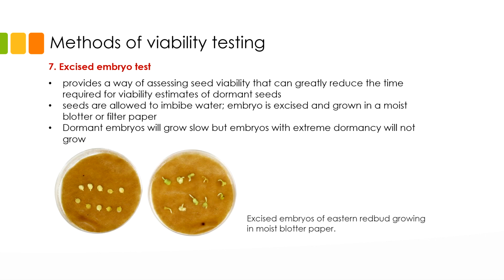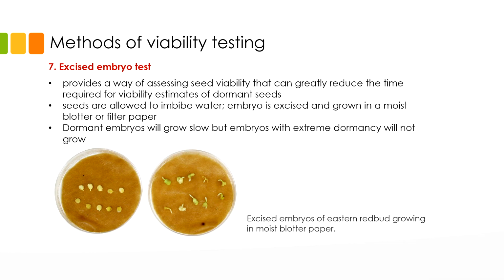The excised embryo test provides a rapid way of assessing seed viability. It is especially useful for species with dormant seeds, where traditional germination tests may take a long time. In this method, seeds are first allowed to imbibe water. The embryo is then carefully excised and placed on a moist blotter or filter paper to encourage growth. Dormant embryos will typically grow slowly, showing limited development.